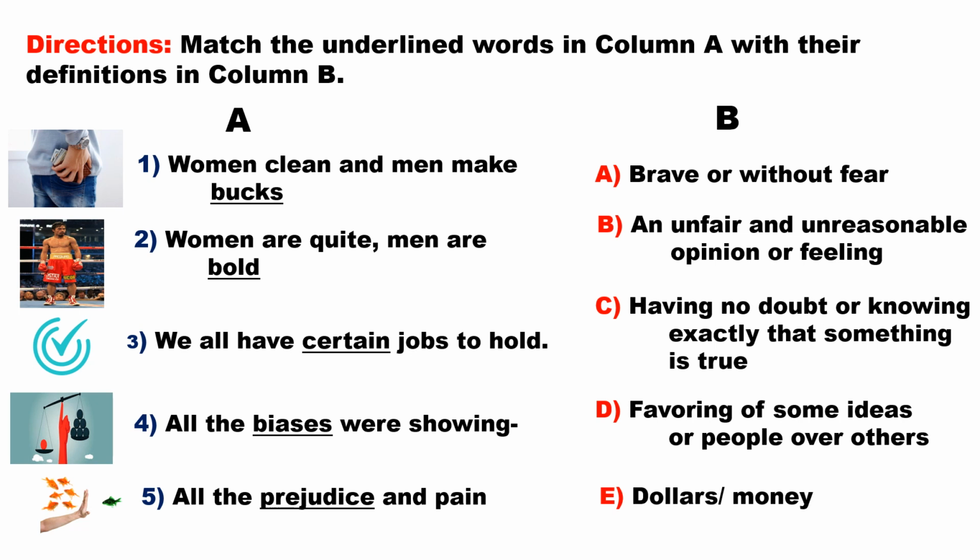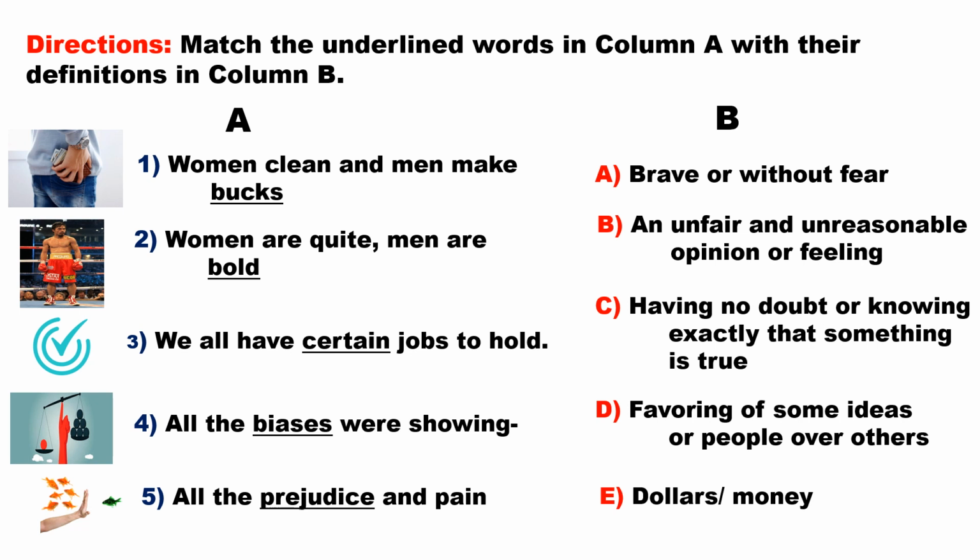Let's proceed now to number 4. All the biases were showing. What do you mean by biases? A. Brave or without fear. B. An unfair and unreasonable opinion or feeling. C. Having no doubt or knowing exactly that something is true. D. Favoring of some ideas or people over others. Letter E. Dollars or money.